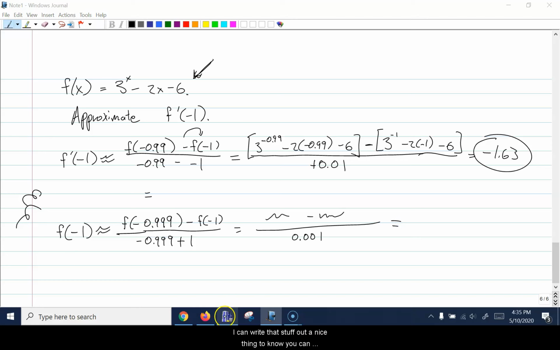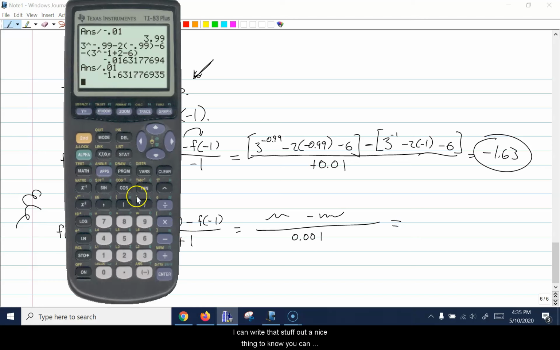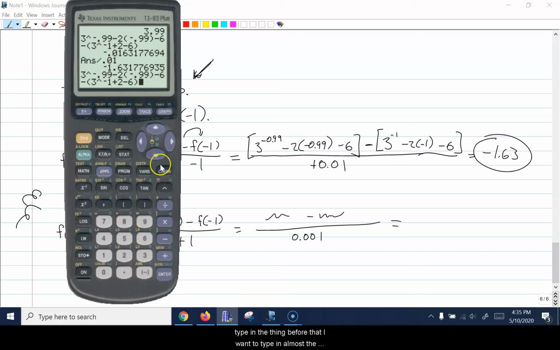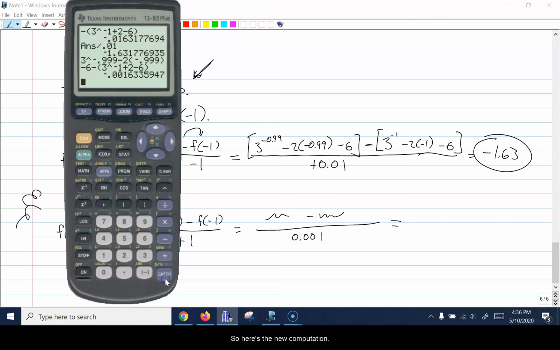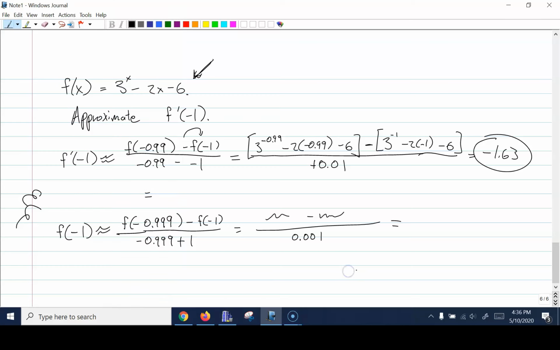I'm not going to write that stuff out. A nice thing to know you can do is if you hit second enter, it'll retype in the last thing. Type it again, it'll retype in the thing before that. I want to type in almost the exact same thing, but with an extra 9 in here now. So here's the new computation. Divide that by 0.001. Now I'm getting -1.63359.